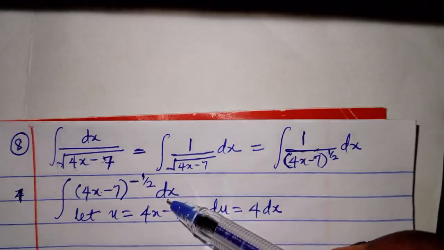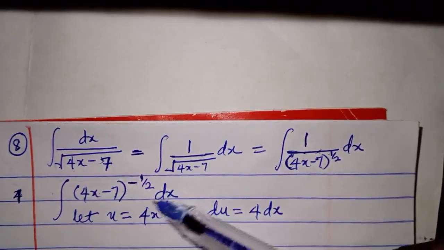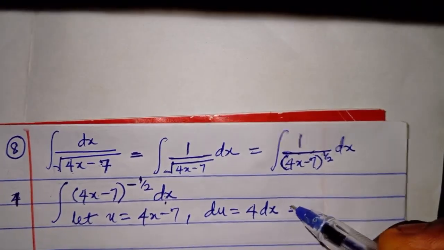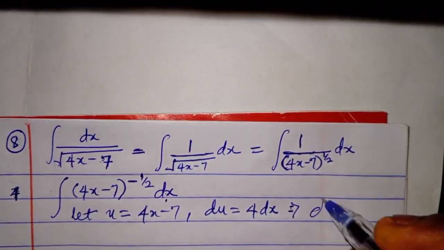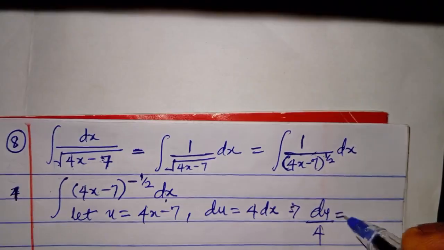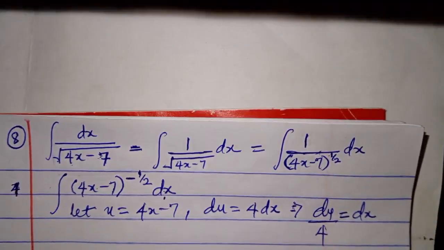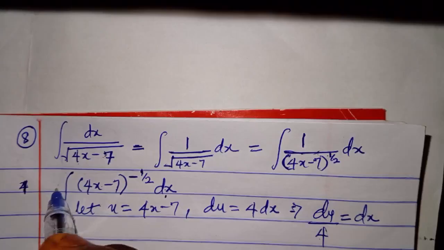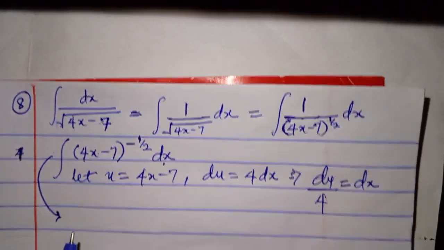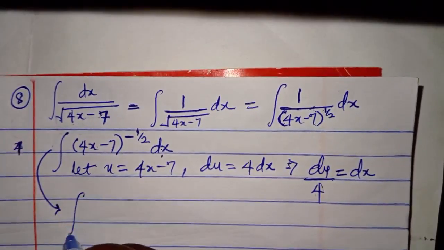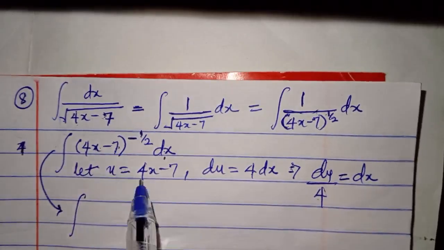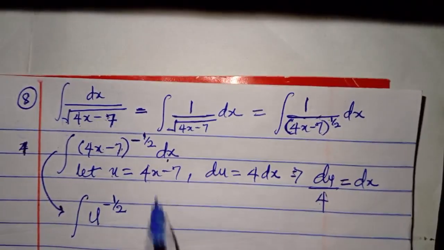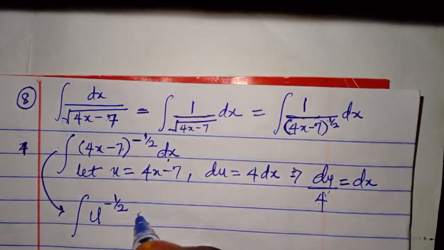I can see dx here. There is no other constant attached, so I can eliminate this 4 from here by simply dividing both sides by 4. I will obtain du all over 4 equal to what? dx. So dx now is du over 4. This integral can be written like this now. The integral of 4x minus 7 is u to the power of minus 1 all over 2. dx is du over 4.